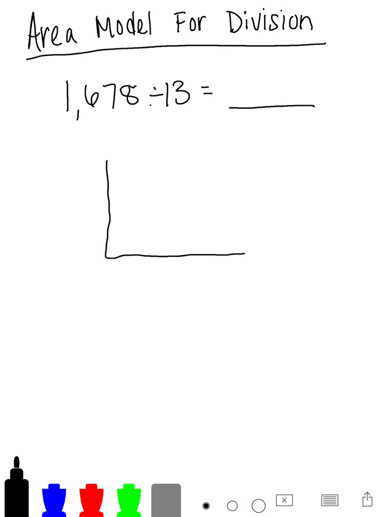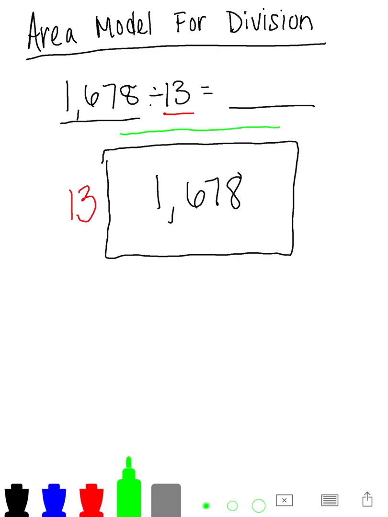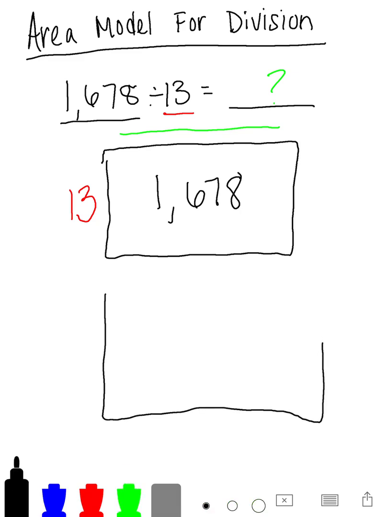The strategy we are going to be looking at today is using area model for division. The area of something is how much is inside of a rectangle. So if I have this rectangle, this division problem tells me that the space in the middle of my rectangle is 1,678. And it tells me the height of my rectangle is 13. And I need to figure out the length of my rectangle.